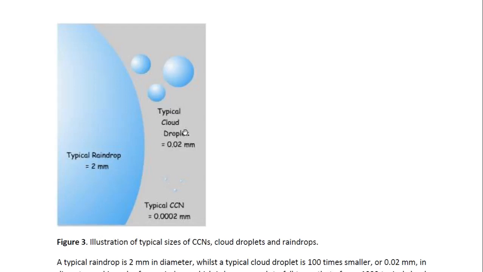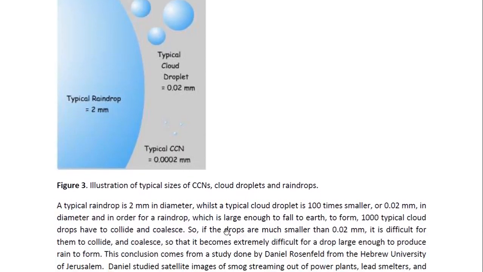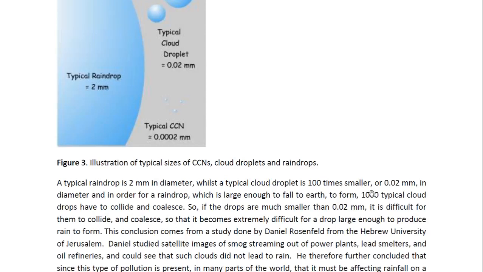And then from these typical cloud droplets, through collisions and the droplets coalescing into larger droplets, eventually a typical raindrop is formed, which is about the size of 2 millimeters. And these raindrops then fall as rain. So the typical cloud droplet is about 100 times smaller, or 0.02 millimeters in diameter. But it takes 1,000 typical cloud drops to collide and coalesce in order for a typical raindrop to form.